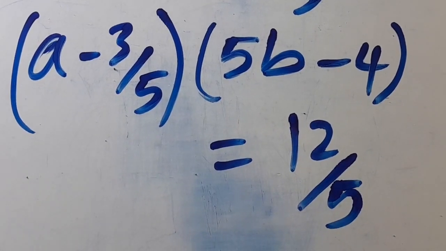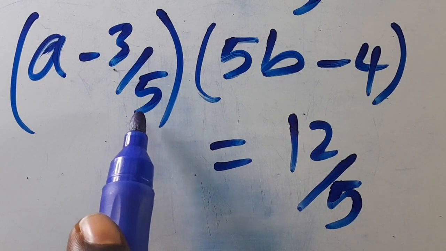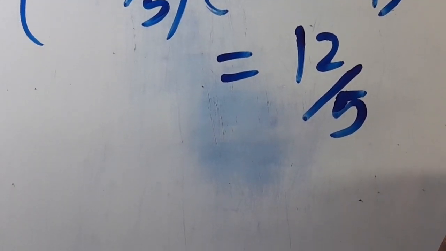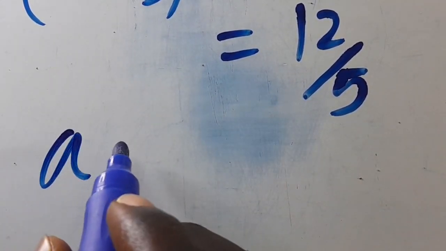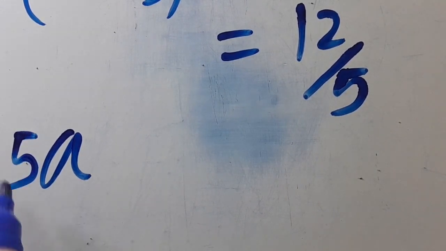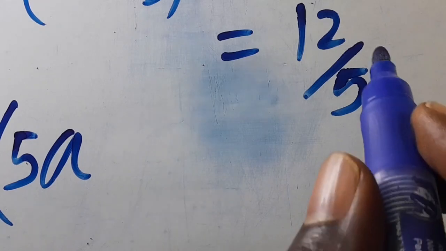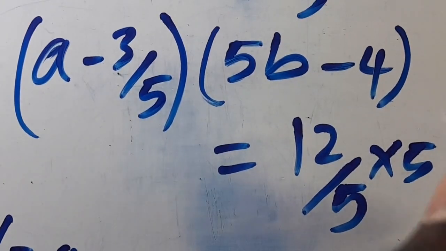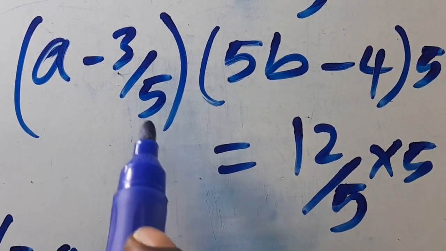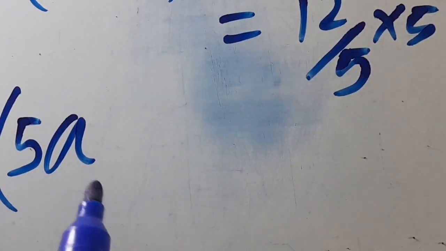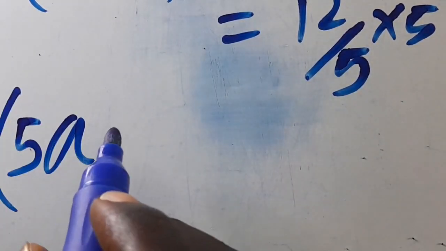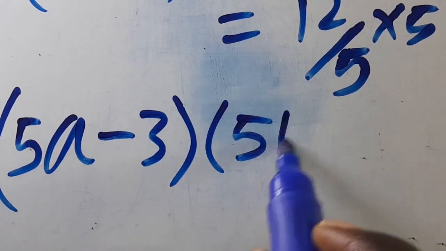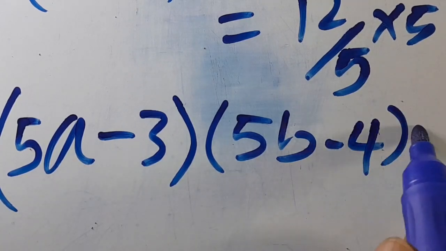So we want to eliminate this 5 here. Let's multiply through by 5. When you multiply through by 5, here will now be 5a, because when we multiply through by 5, it will affect this. Then when you also multiply this one by 5, it will also affect this. And here will now be 5a minus 3. Here will now be 5b minus 4 equals 12.